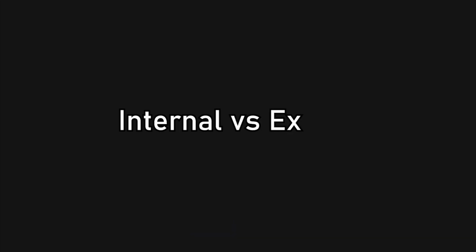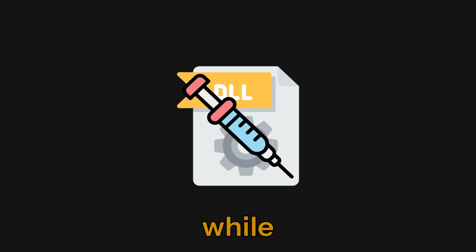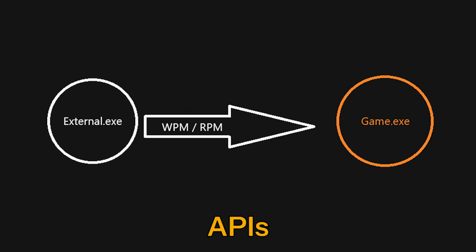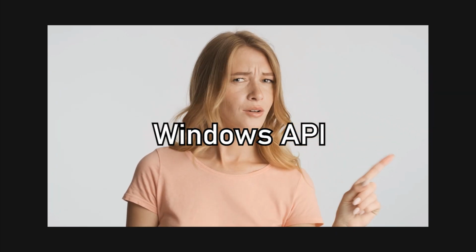So with all of that, you probably heard about the terms internal and external cheats. To put it this way, internal cheats are DLLs that are injected into the game's process, while external cheats use APIs like I mentioned to read and write process memory. However, most sophisticated externals do not use the Windows API at all. Of course, all of that is done to avoid anti-cheats. Eventually, you will have the following dilemma.